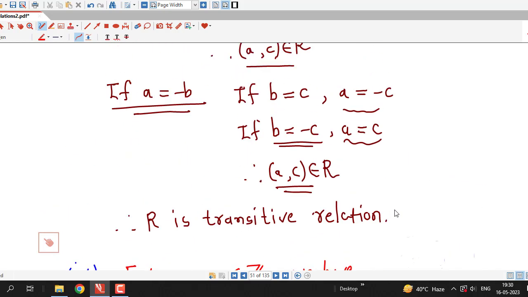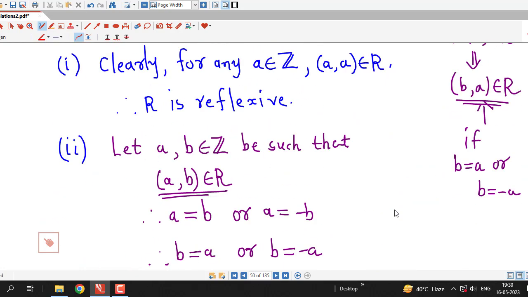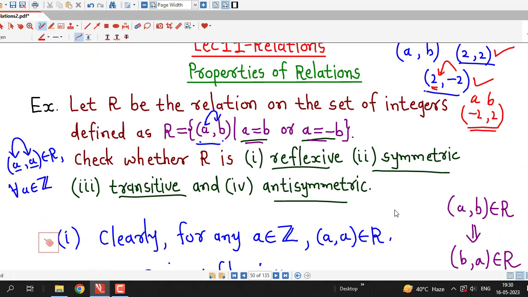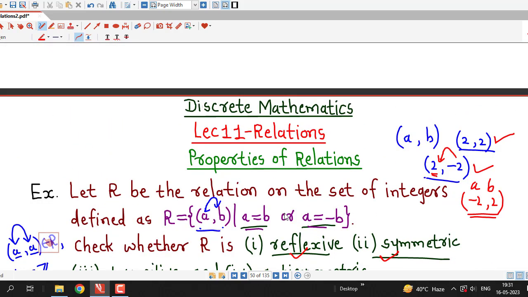So this is another nice problem. Here we have discussed whether the given relation satisfies these four properties of relations, and we find that the relation is reflexive, symmetric and transitive, but it is not antisymmetric. So this is all about this session.